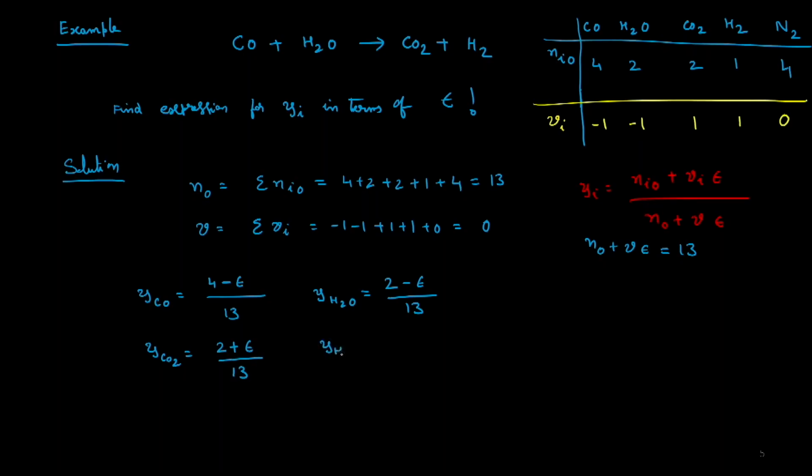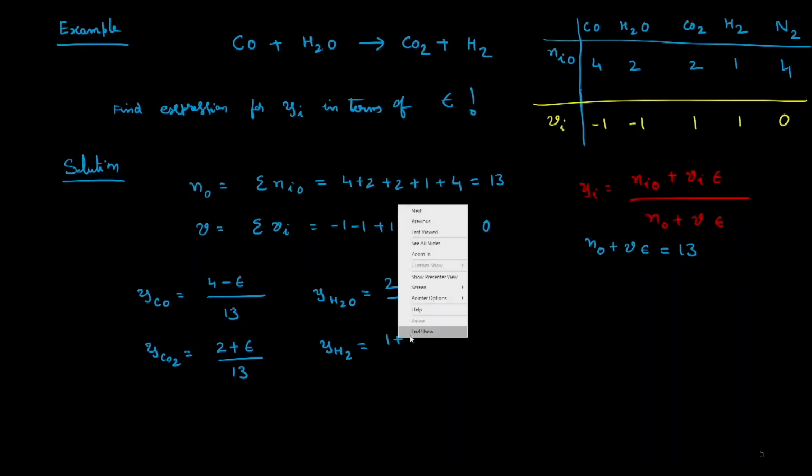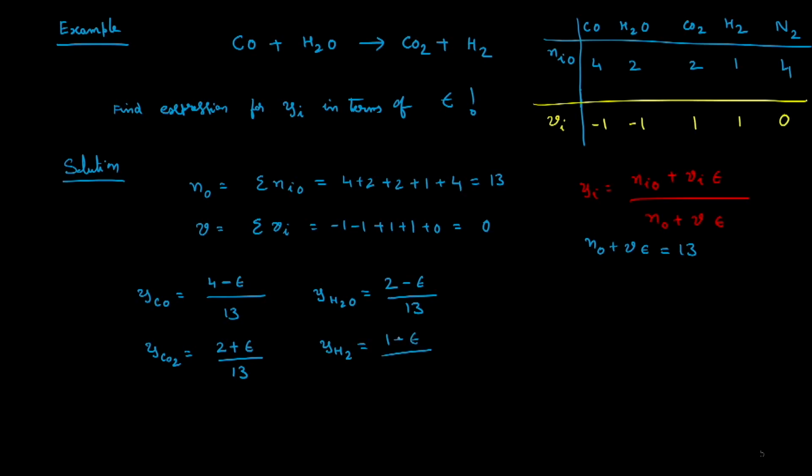And finally, for hydrogen, H2 is going to be the initial number of moles for hydrogen, which is 1, plus nu I again for hydrogen is 1, so it is 1 plus epsilon over 13. So these are for the species that are present in the reaction. In fact, we have one more species, which is an inert, that is nitrogen. Y for N2 is going to be Ni naught for N2, which is 4, plus nu I for nitrogen is 0, so 4 plus 0 is 4 over 13, right?